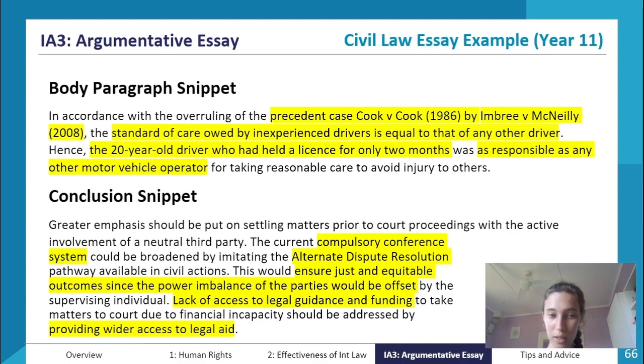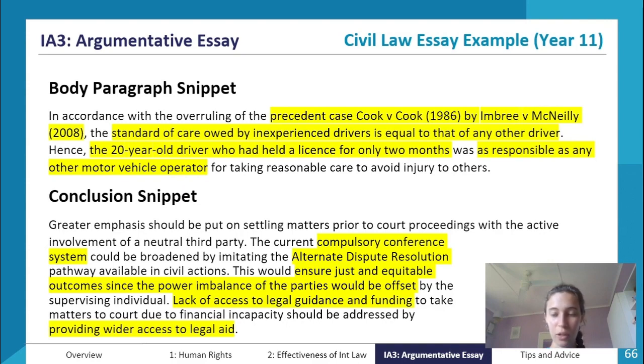According to this precedent, the standard of care owed by inexperienced drivers is equal to that of any other driver. And then I apply that to the scenario as well. My scenario had a 20-year-old driver who had only been driving for 2 months. You may think they need more leniency in the way that they are seen before the law, but according to that precedent, they are as responsible as any other motor vehicle operator for taking reasonable care to avoid injury to others.